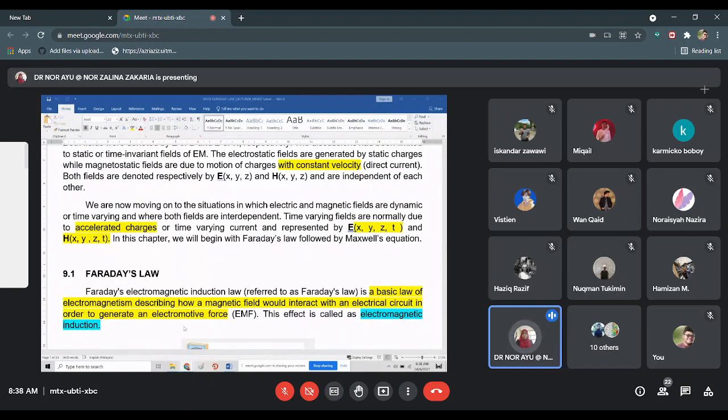Faraday's law is the electromagnetic induction law. It's a basic law of electromagnetism describing how a magnetic field interacts with an electrical circuit in order to generate an electromotive force. So we will see how a magnetic field in an electrical circuit can generate electromotive force, or voltage. This voltage is what we call the electromotive force, and this effect is what we call electromagnetic induction.